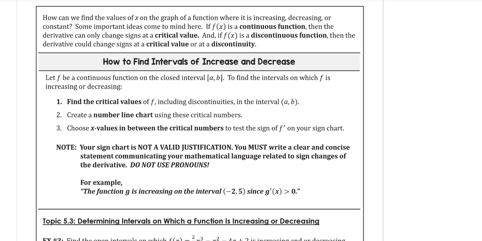Please note on the AP test that just having a sign chart is not a justification. You have to write a statement that says why you know exactly that there is a relative min or a relative max, or there is an interval of increasing or decreasing. So there's an example listed here. We can say, for instance, a function g is increasing on the interval (-2, 5) since g prime of x is greater than 0, is positive. That specifically tells the AP reader that you understand exactly what the sign chart is providing you with.